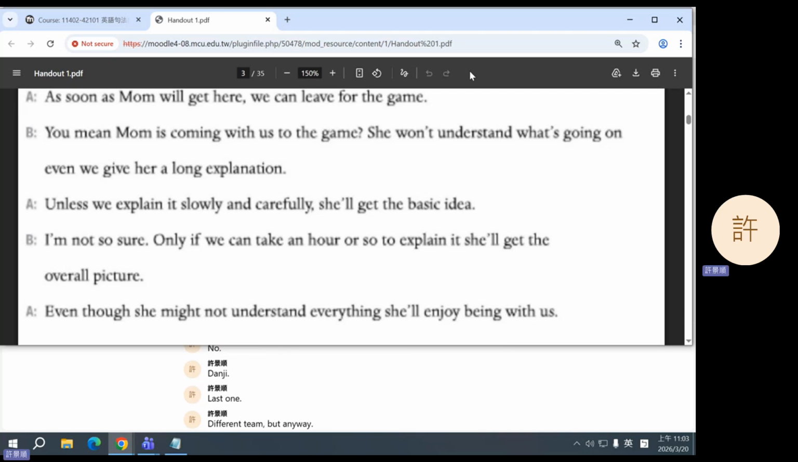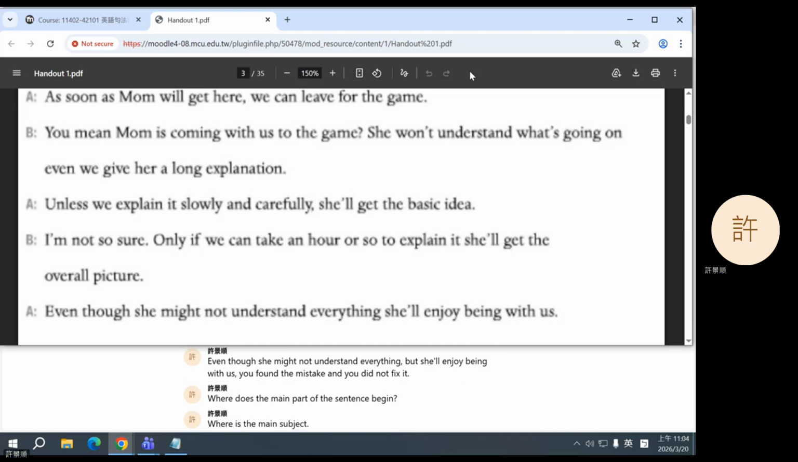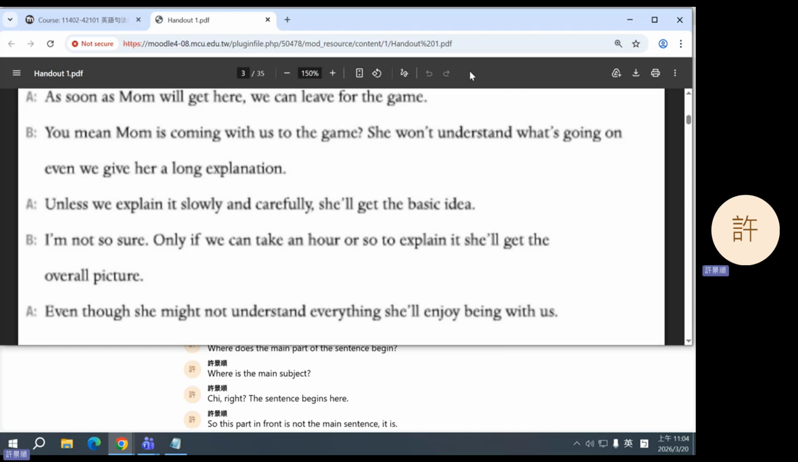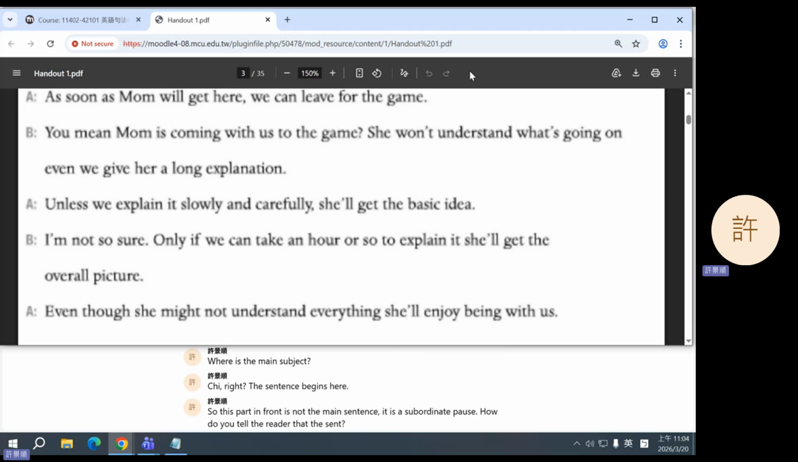Even though she might not understand everything, but she'll enjoy being with us. You found the mistake and you did not fix it. Where does the main part of the sentence begin? Where is the main subject? She, right? The sentence begins here. So this part in front is not the main sentence. It is a subordinate clause. How do you tell the reader that the sentence begins here?